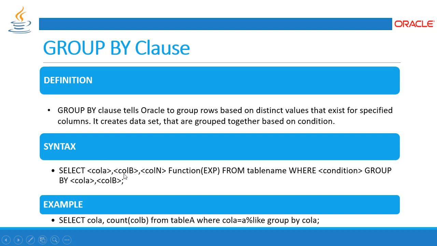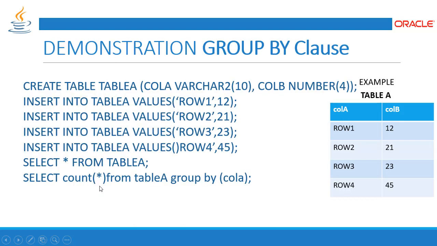This is the syntax: select columns and some kind of aggregate functions along with expressions from the table name, where we give a condition, and put the values in the group by according to the columns. To understand it better, you can see this table. We have created table A, column B, some values, and with select we just display the table data.